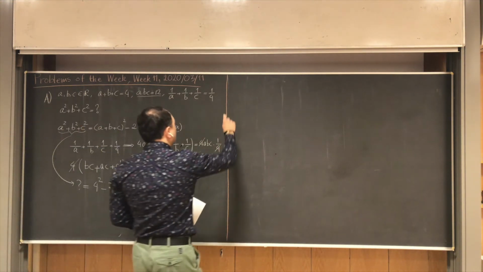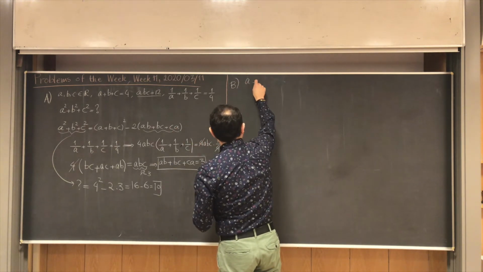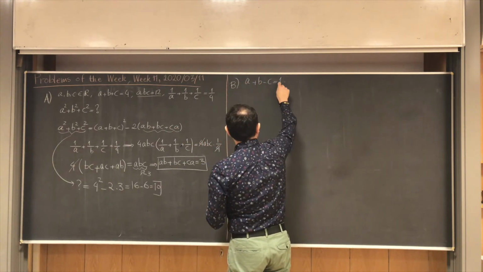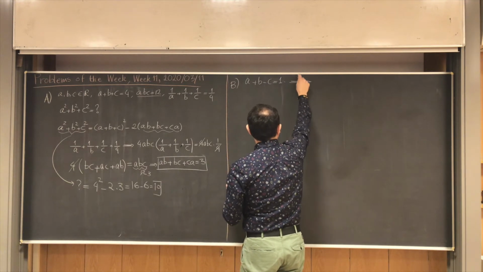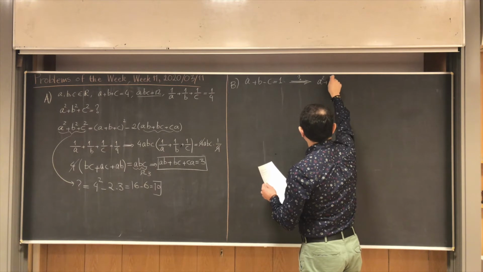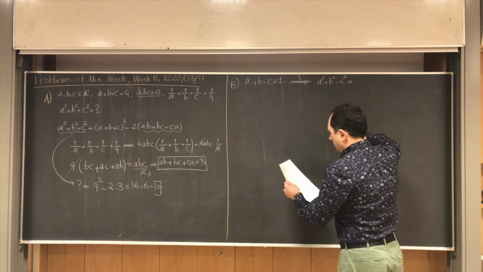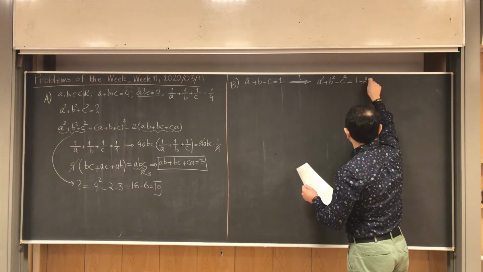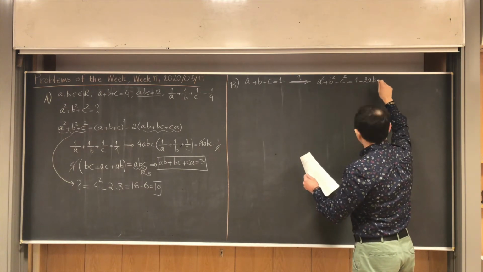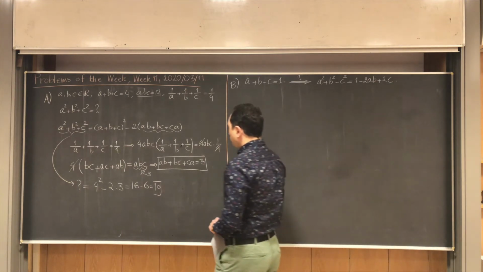Okay, question number B. We know that a plus b minus c is 1. We are supposed to prove that a squared plus b squared minus c squared is equal to 1 minus 2ab plus 2c. Okay?